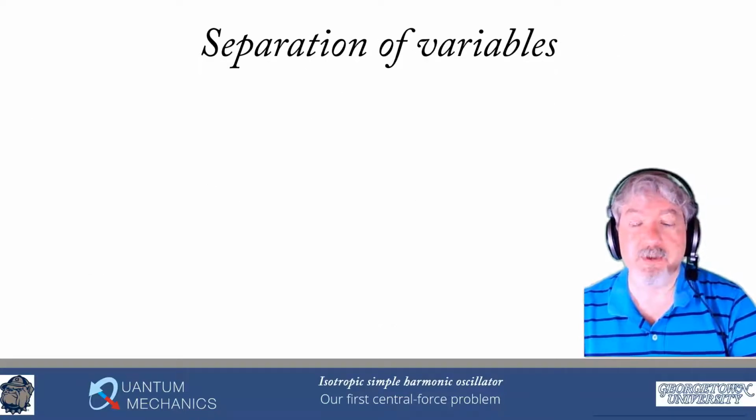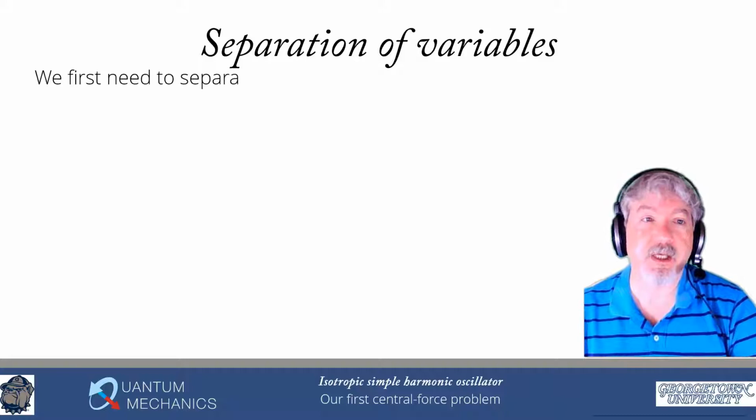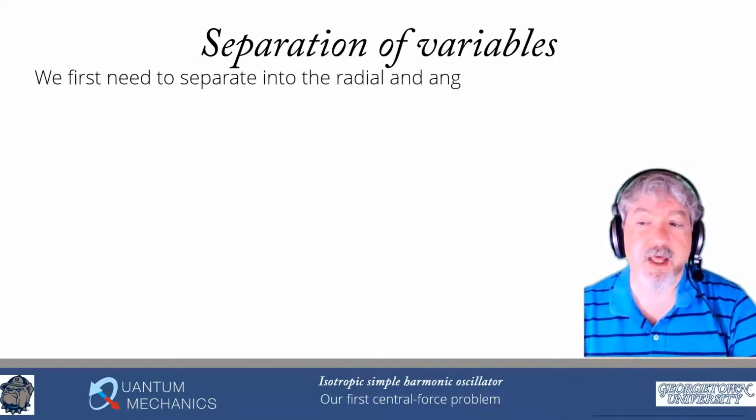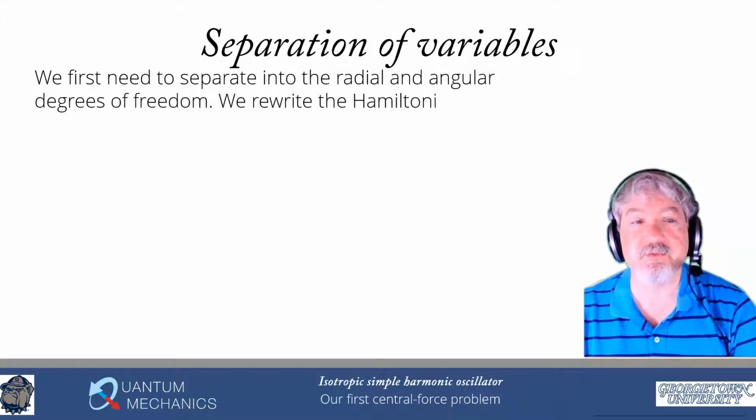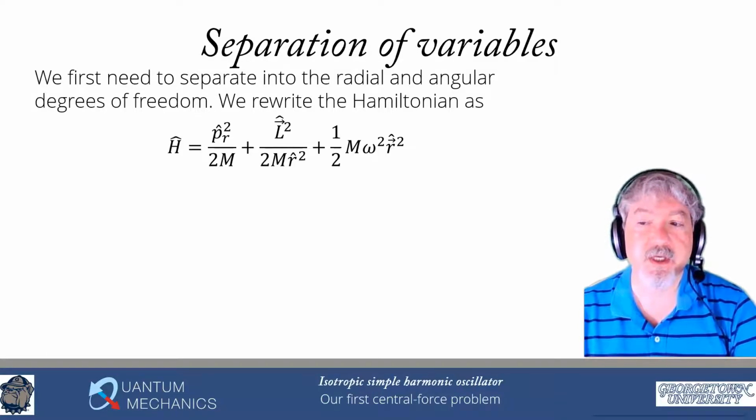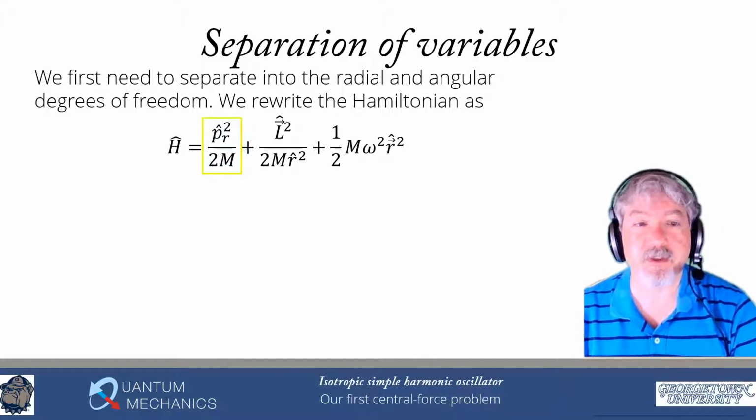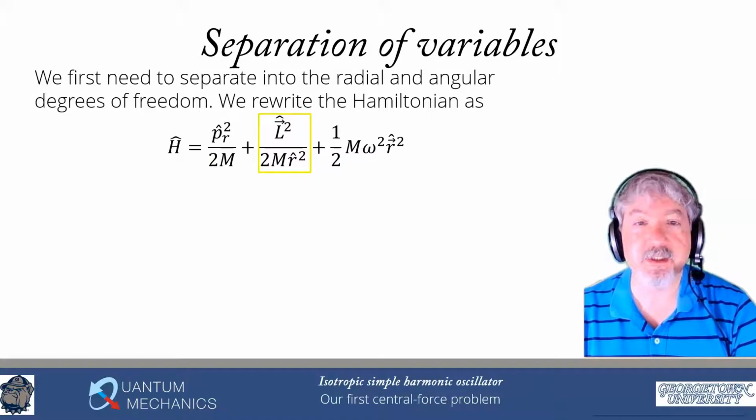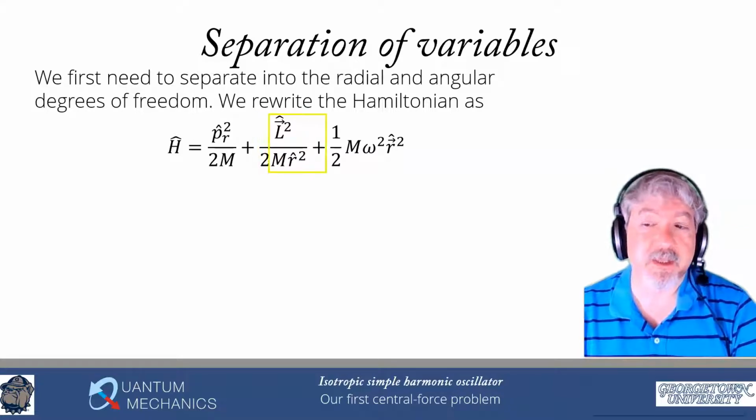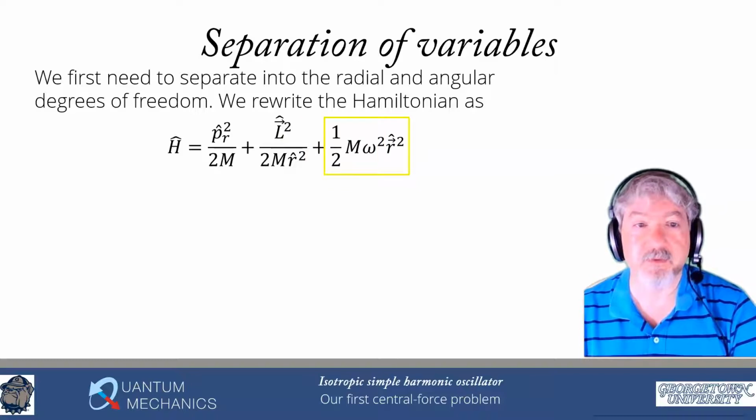Now, we're going to be using separation of variables, and as you recall, that really requires us to separate the kinetic energy into the radial and angular degrees of freedom. So we rewrite the Hamiltonian in terms of the radial momentum, pr squared, and the angular momentum. This is a decomposition that we did in earlier lectures, and the potential energy stays the same, of course.